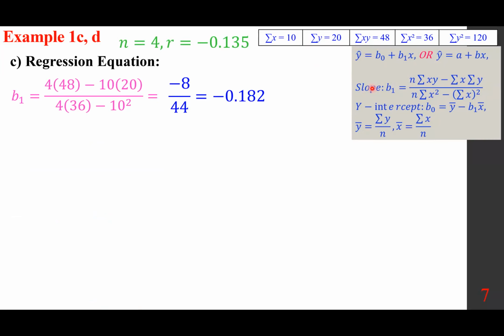So to calculate b sub 0, I need to calculate y bar and x bar. Y bar is the summation of y divided by n, which means 20 divided by 4. X bar is the summation of x divided by n. That means divided by 4. So this is 5. This is 2.5.